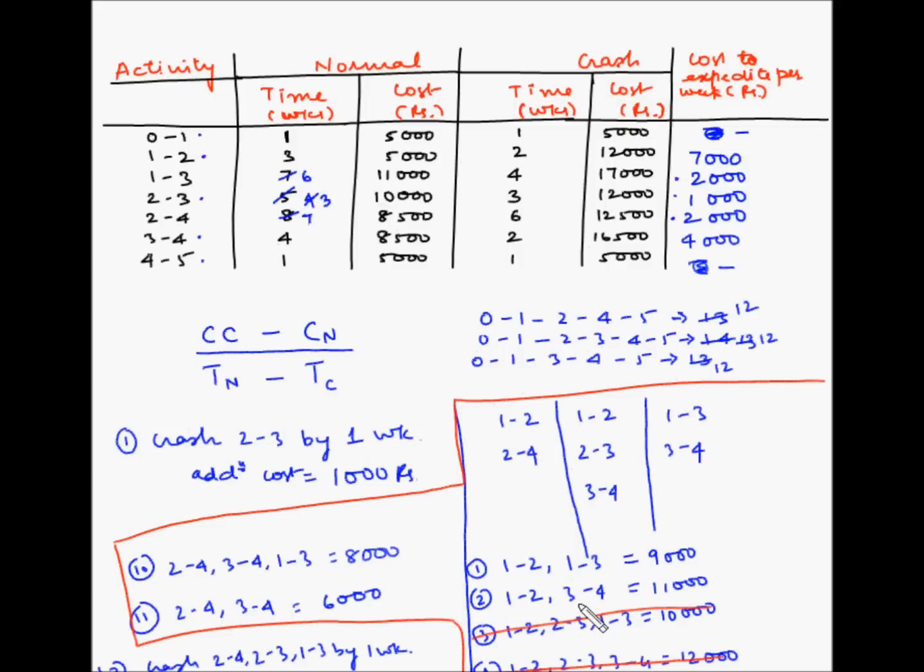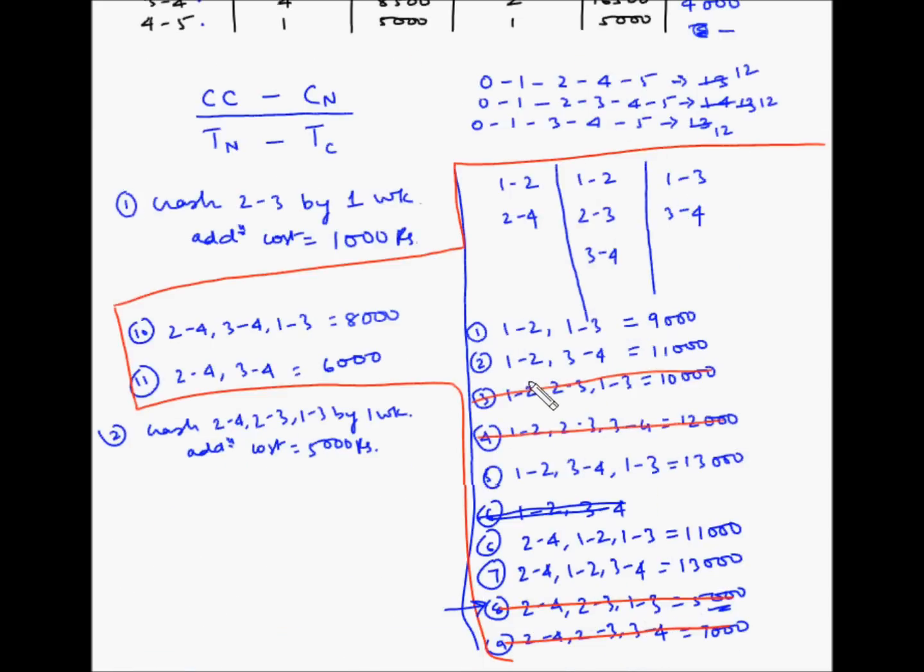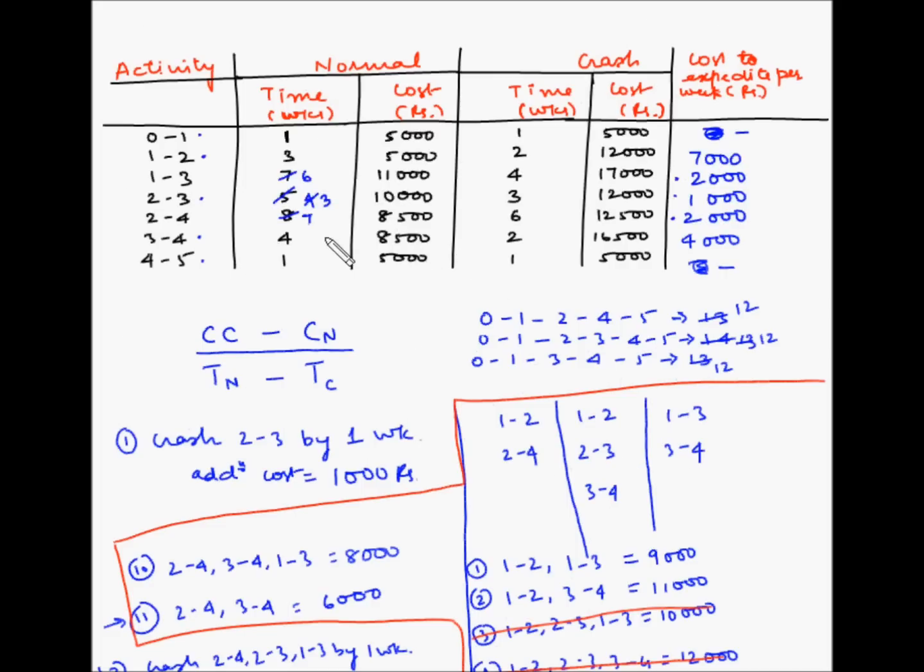Nope. Alright, so now let's see if further crashing is possible. So let's now take the next lowest cost for crashing. So now the next lowest is this combination here, number 11, 2 4 and 3 4, which is 6,000 rupees. So let's take this combination, 2 4 and 3 4. So this is 2 4, which is this, and 3 4, which is this.